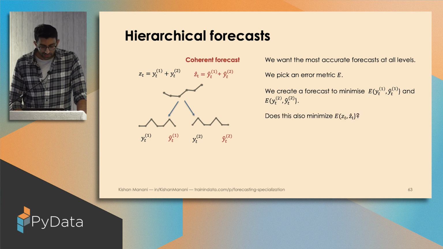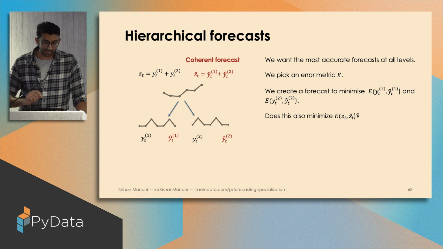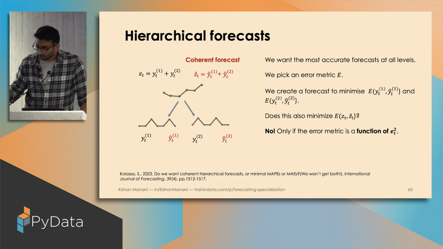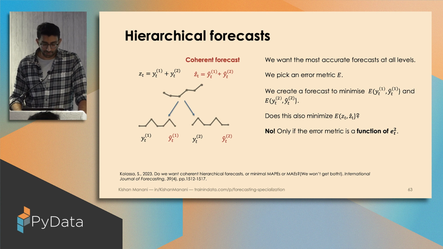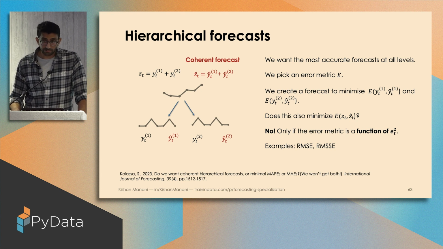And then the question I want to ask is, does that also minimize the error at a higher level of the hierarchy? If we created the best possible forecast for that error metric at the bottom level, does that create the best possible forecast for that error metric at a higher level? And I guess because I'm asking the question, the answer is no. It turns out there's a great paper on this, I've listed it below, that the only error metrics which satisfy that property are functions of the squared error. So this is like the root mean squared error, the root mean squared scaled error. They're the only metrics that would satisfy this property.